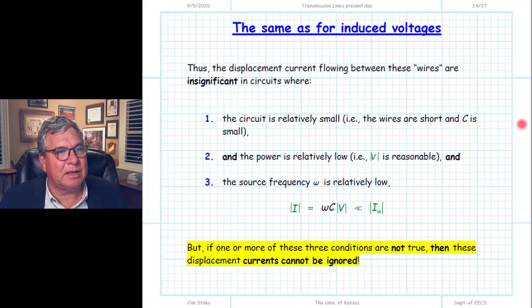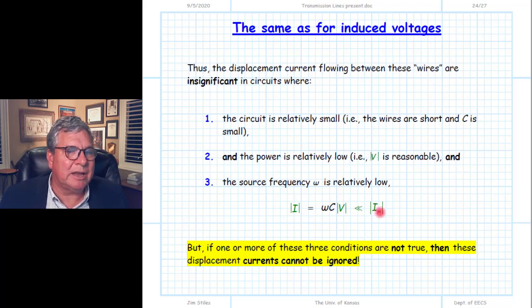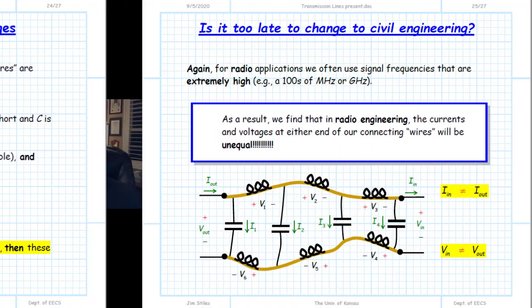So in summary, again, if your wires are short, your voltage is low, and your frequency is relatively low, then the displacement current that results is not significant, and almost certainly you can ignore it in your analysis.